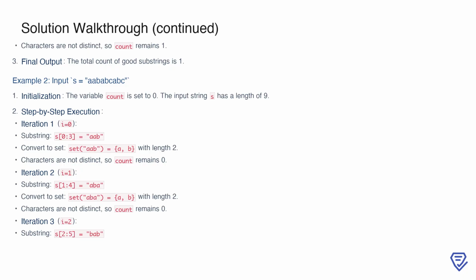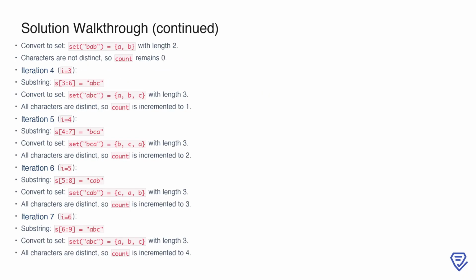In the next iteration, i equals 1, the substring is aba. The set a, b has a length of 2, so count remains 0. Similarly, in the third iteration, i equals 2, the substring is bab. The set a, b still has a length of 2, so count stays 0. In the fourth iteration, i equals 3, we encounter the substring abc. Converting this to a set gives a, b, c with a length of 3. Since all characters are distinct, we increment count to 1.